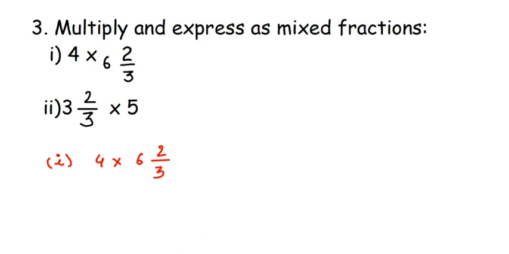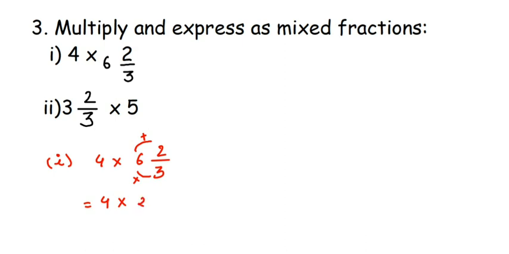Now we have to first convert the mixed fraction into an improper fraction. So 4 will remain the same. Now convert this. So multiply first, 3 sixes are 18. Now add with the numerator. So first multiply, and then whatever answer you got, you have to add with the numerator. So 3 sixes are 18. 18 plus 2 is 20.